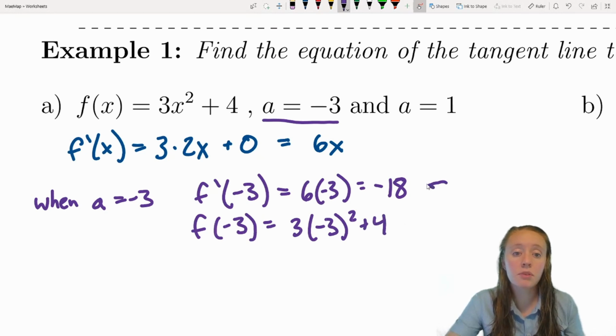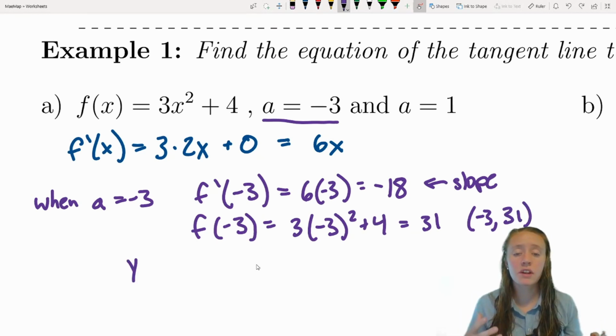So again, I'm going to label, here is my slope, and this is going to be my y value of my point. -3 squared is 9. 9 times 3 is 27. 27 plus 4 is going to give me 31. So my point is -3, 31.